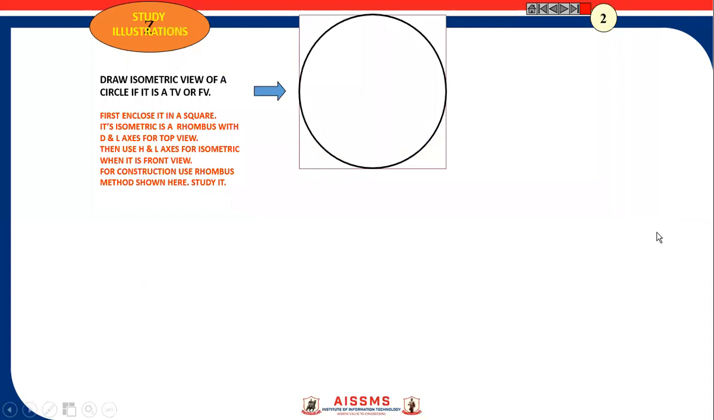Now draw the isometric view of a circle. That is the circle. We have to use the 4-point method. So first of all, make a box and draw here. Then find out the midpoint of all these lines, that is 1, 2, 3, 4. Then give the numbering A, B, C, and D.